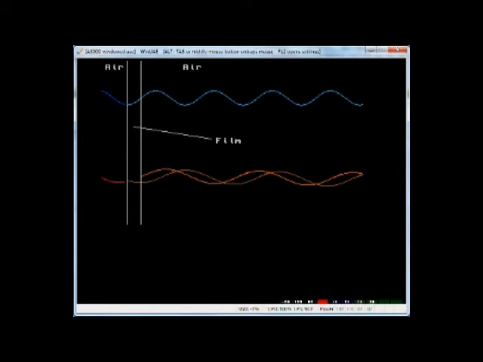Now, the next time you look at a soap bubble, you will be able to see the contour map of the thickness of the soap film, represented by the colors in the film.